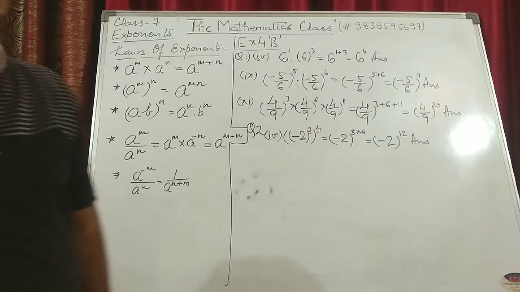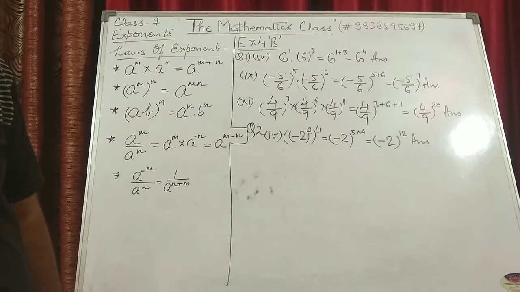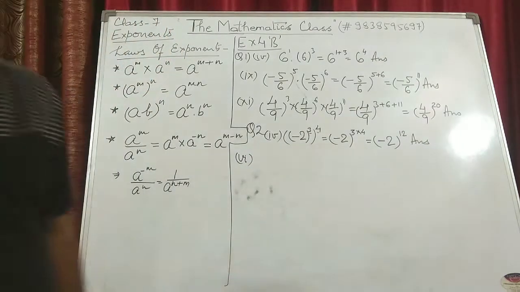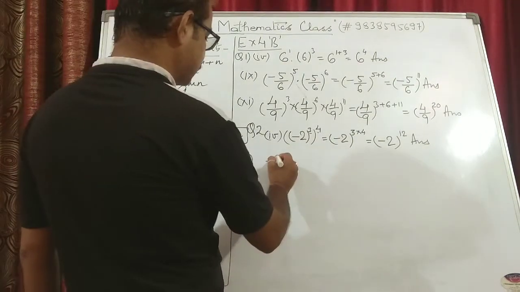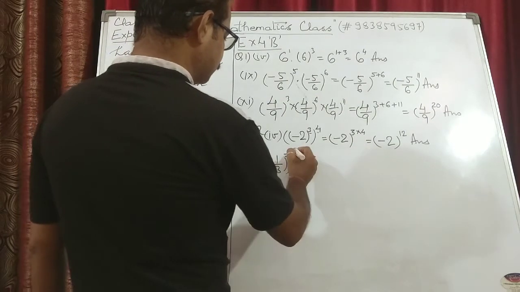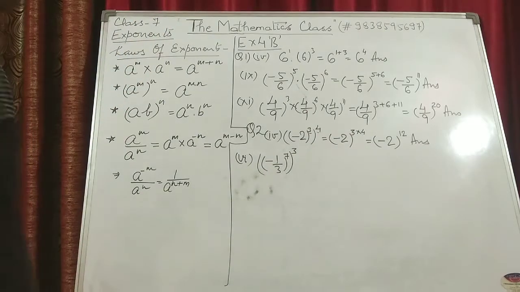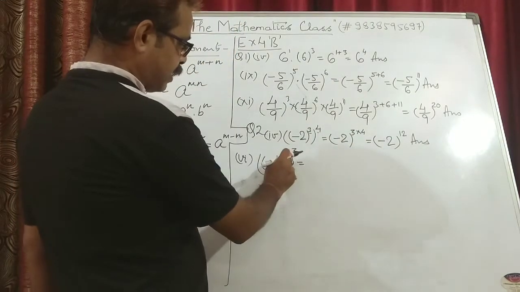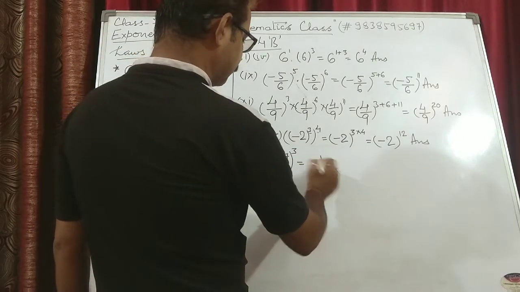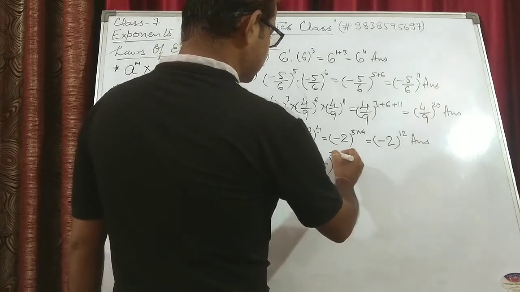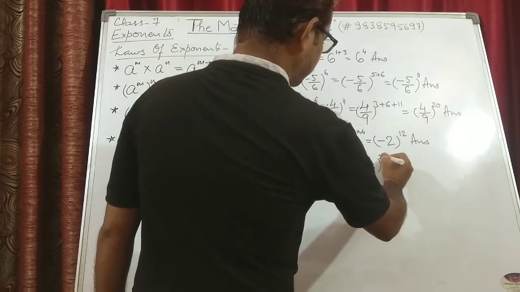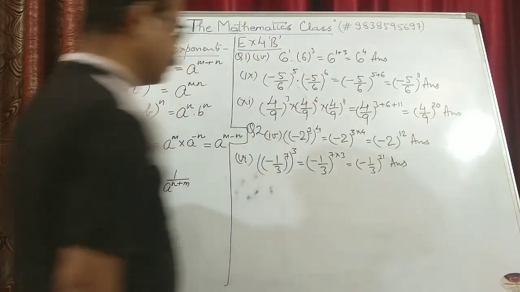Now let us take sixth part. Sixth part is minus 1 upon 3 to the power 7, whole power is 3. Again what we'll do, the power has one more power. So what will happen? Powers get multiplied. Minus 1 upon 3 to the power 7 into 3, that is minus 1 upon 3 to the power 21. That is the final value.